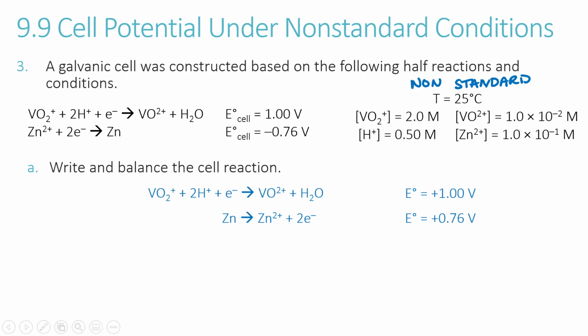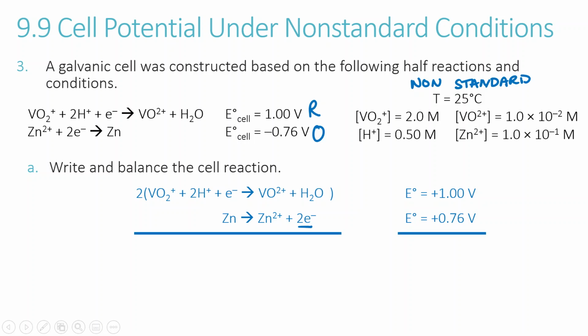Now, the more positive voltage is going to run as is as a reduction, which means that this guy is going to be my oxidation. So I have to flip my oxidation reaction so that I have electrons being produced as well as consumed. Now, looking at my two half reactions here, I can see that there's 2 electrons being transferred in my bottom equation. So we need to balance that. So we're going to double the top equation. That way I'll end up with 2 electrons being produced and then 2 electrons being consumed.